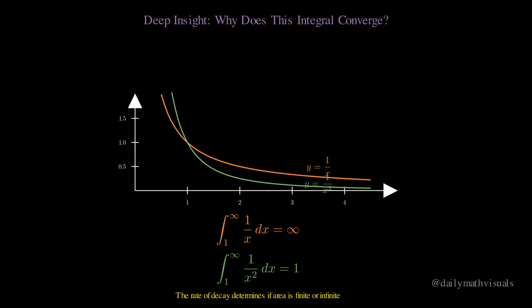The difference is the rate of decay. 1 over x squared decays fast enough that the total area converges to a finite value. 1 over x decays too slowly. The area keeps growing forever. This is called the p-test in calculus, and it's one of the most important convergence results.